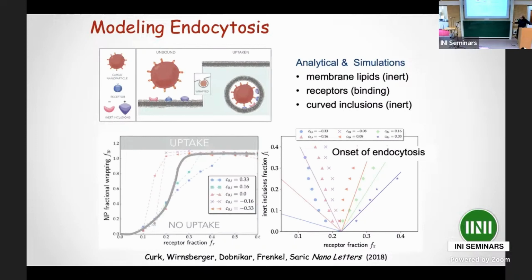this is the fraction of receptors and the fractional wrapping of the particle, and you see this is without any inclusions, just the membrane and receptors and ligands that interact. And then you see if you add the particles with negative curvature, you can strongly increase this response, or with positive you can decrease. So basically, this is another switch, another control mechanism that you have for the cellular delivery.